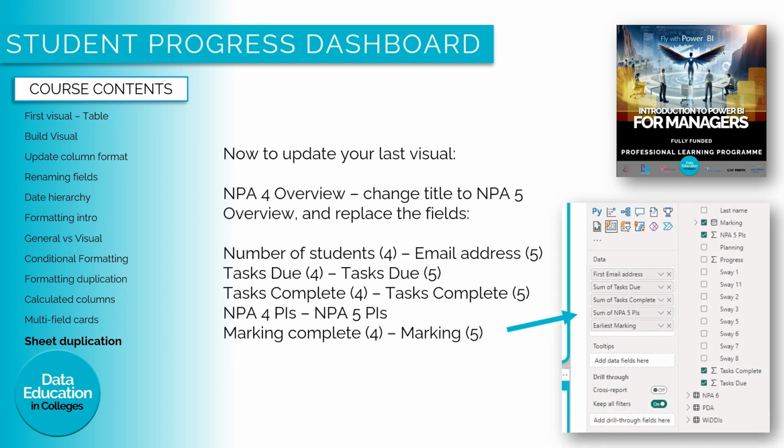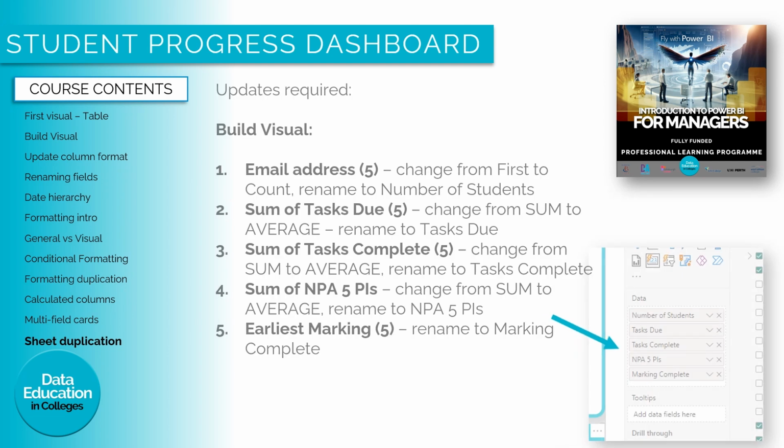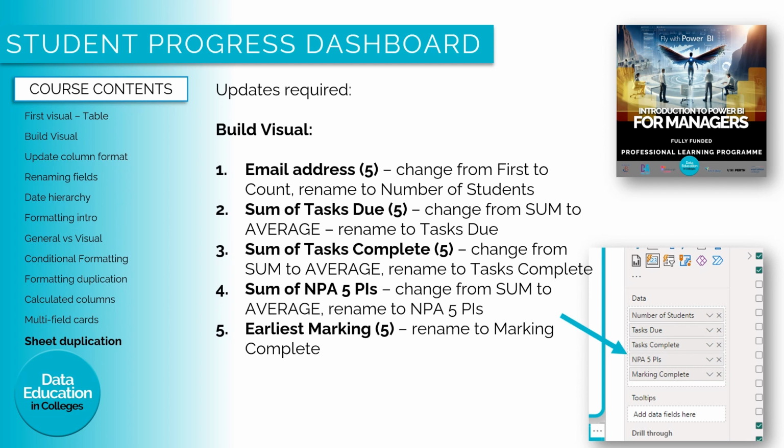Now to update the last visual. Number of students 4, replace email address 5, task due 4, replace task due 5, task complete 4, task complete 5, etc. You're just swapping the fields around and then just a wee update after that. Do the build visual updates first. Email address, change from first to count, rename to number of students.